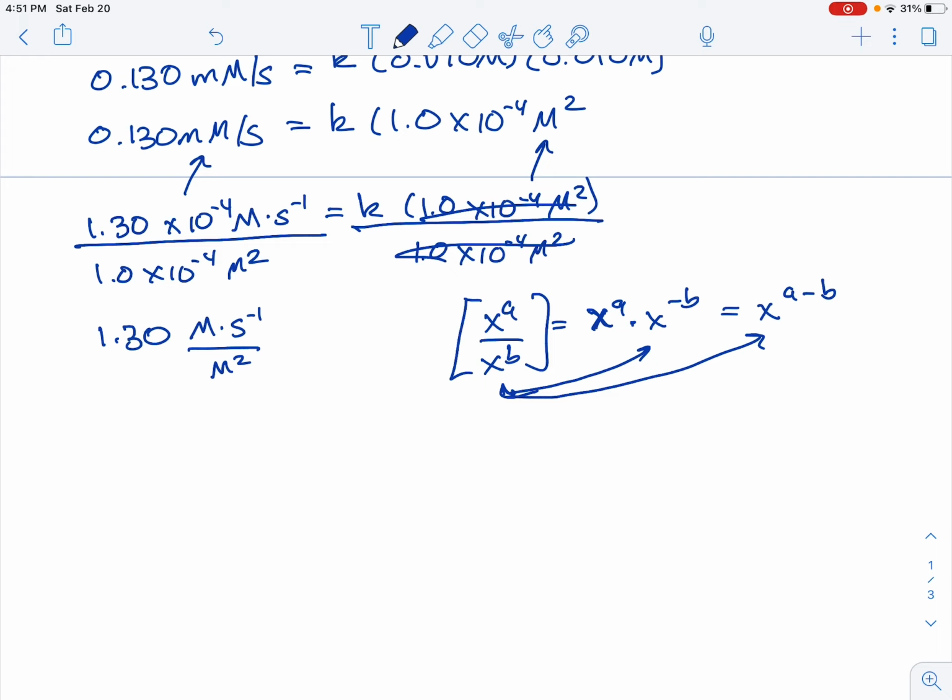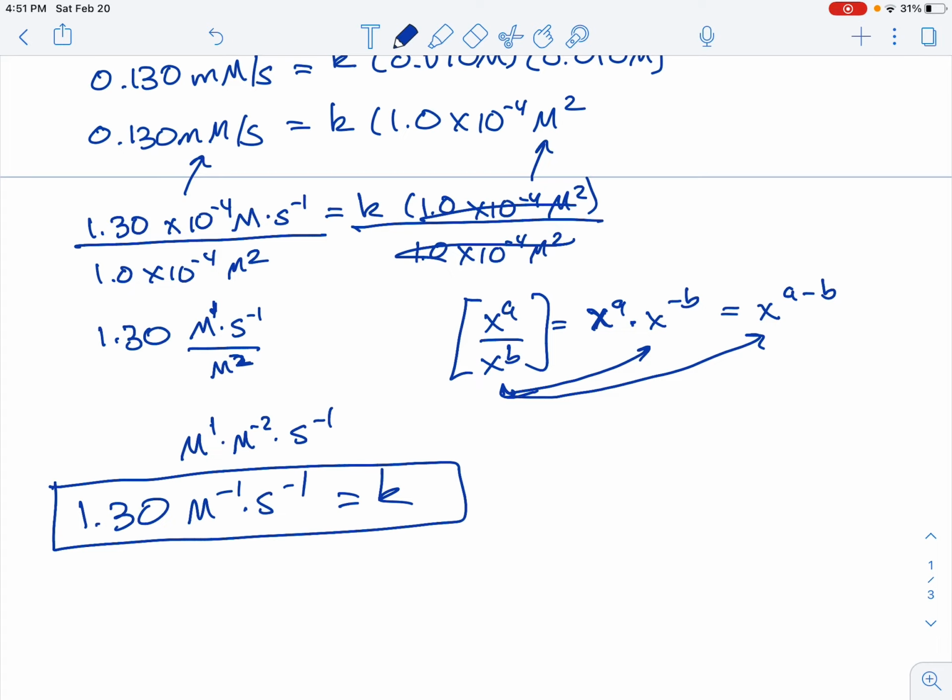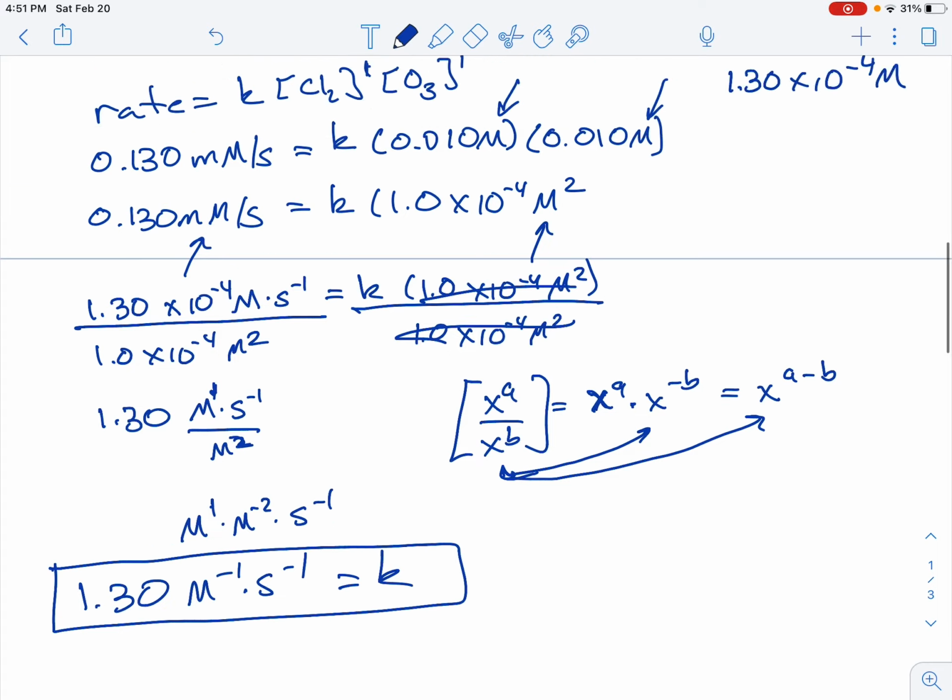I like the shortcut because I'm lazy. So also I do this every year, so I don't forget this. But like I said, do it how you want. If you do this the long way, it's molar to the first power times molar to the minus 2 power times seconds to the minus 1. Molar to the 1 minus 2. 1 minus 2 is negative 1. Again, you could have just done up here 1 minus 2 gives you minus 1. Okay. So that's our value and units for K.